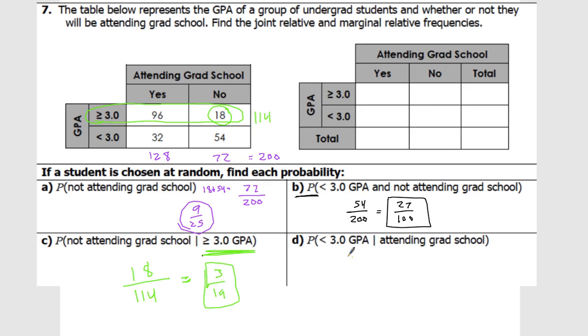Okay, lastly, this letter D, we have the probability of having less than a 3.0 GPA, given that they're attending grad school. So only of the grad school attenders, we already added those, that's 128. So out of the 128 grad school attenders, what are the chances of selecting someone with less than a 3.0 GPA? And that's 32. So 32 out of our 128, which 32 goes into 128 4 times. So that'd be 1/4. You could also put that in the calculator and hit math frac.